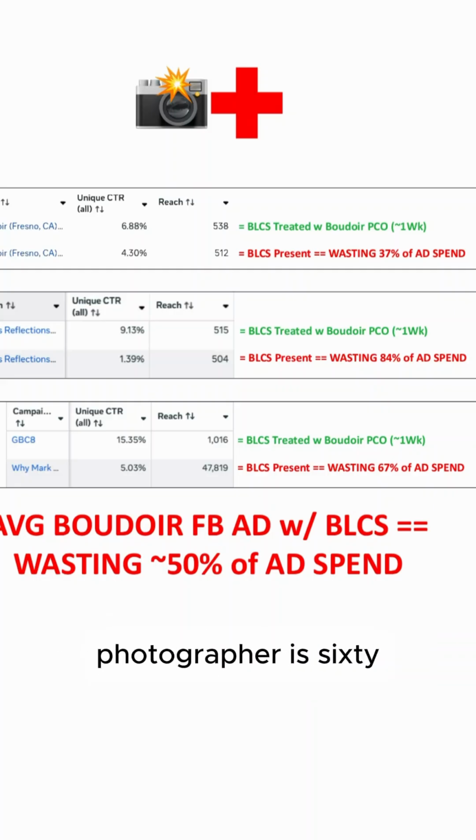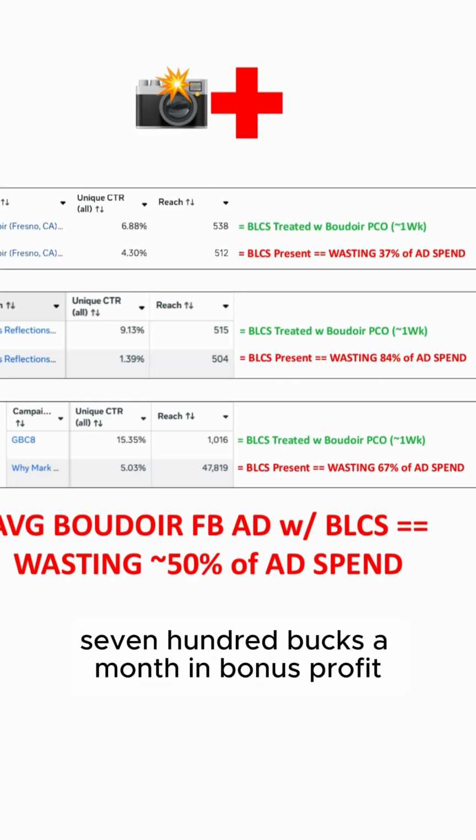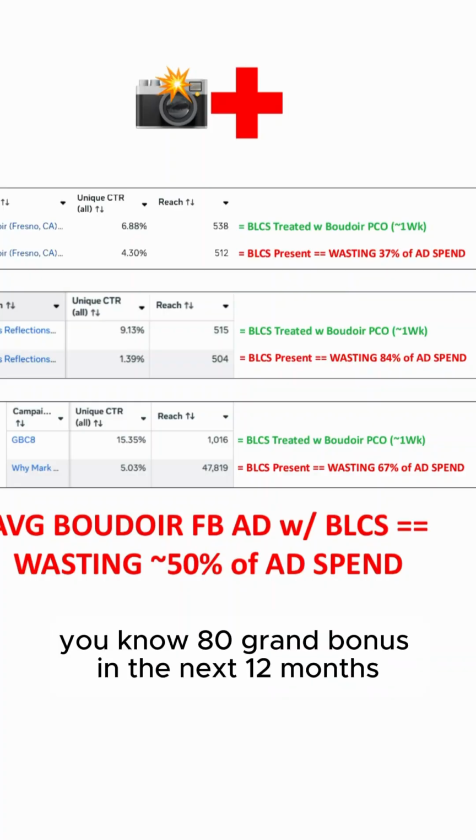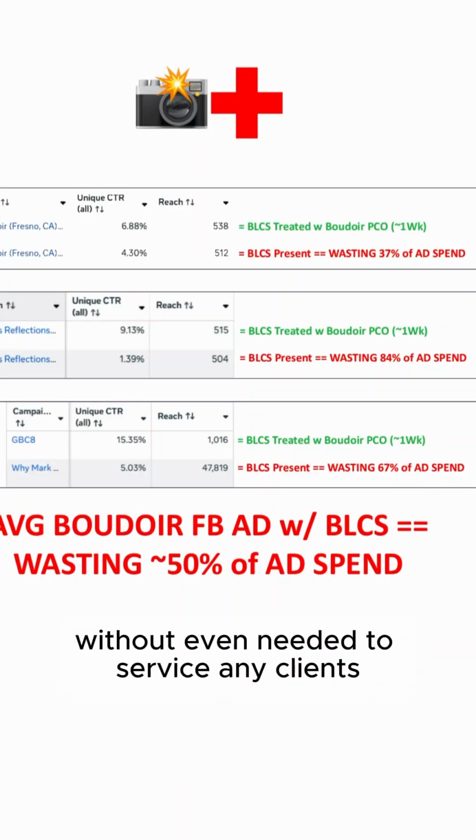is $6,700 a month in bonus profit by simply not spending that money. I would say, 80 grand bonus in the next 12 months. So insanely good without even needing to service any clients.